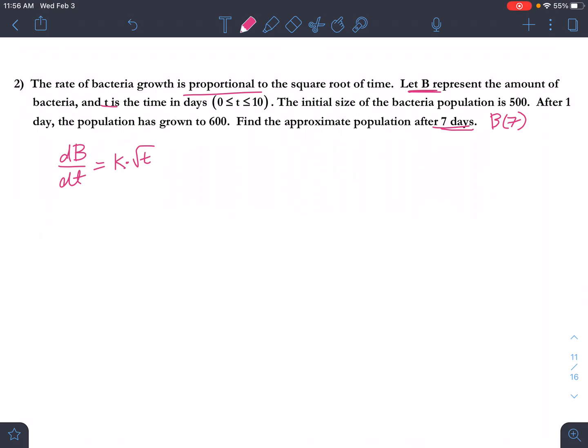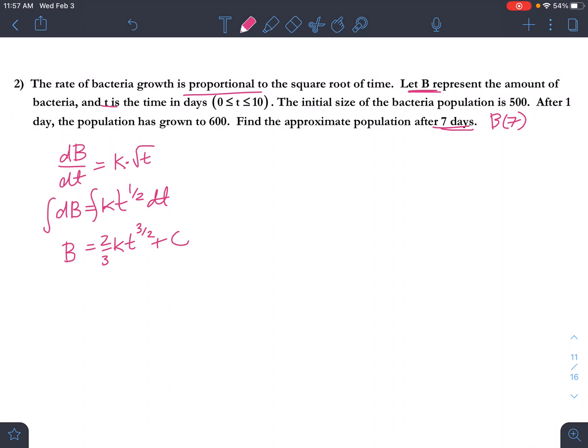So we're going to split up those variables. Let's see what we got. dB is equal to K, this is rewritten as T to the 1/2 dt. We get B equals K T to the 3/2 times 2/3 plus C. So that's a great start. That is technically the general solution.